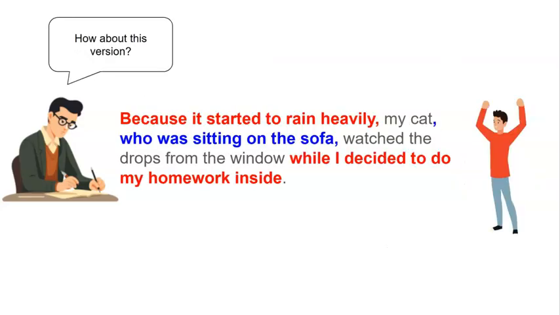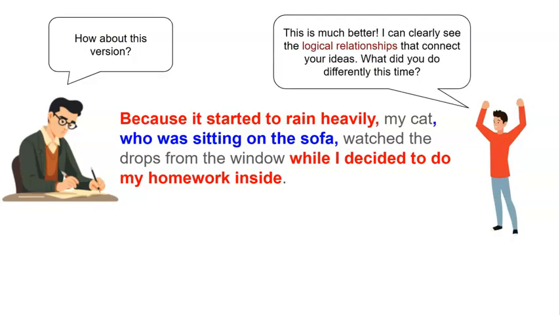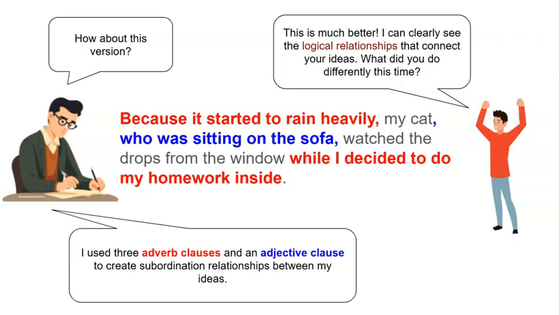So he writes a new version, which is: because it started to rain heavily, my cat, who was sitting on the sofa, watched the drops from the window while I decided to do my homework inside. After reading this new version, Ben says, this is much better. I can clearly see the logical relationships that connect your ideas. What did you do differently this time? The writer says, I used three adverb clauses and an adjective clause to create subordination relationships between my ideas.